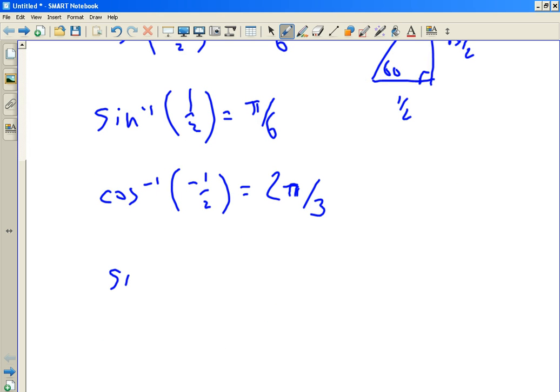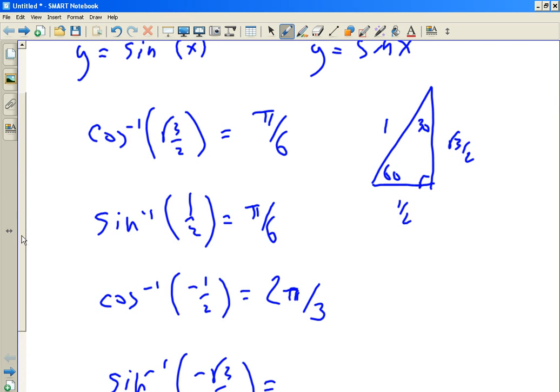Okay, what's the angle whose sine is negative rad 3 over 2? Now remember, we restricted the sine from negative pi over 2 to pi over 2. So I need angles in the first or fourth quadrants. Where's the sine negative? First or fourth quadrant? Fourth, okay.